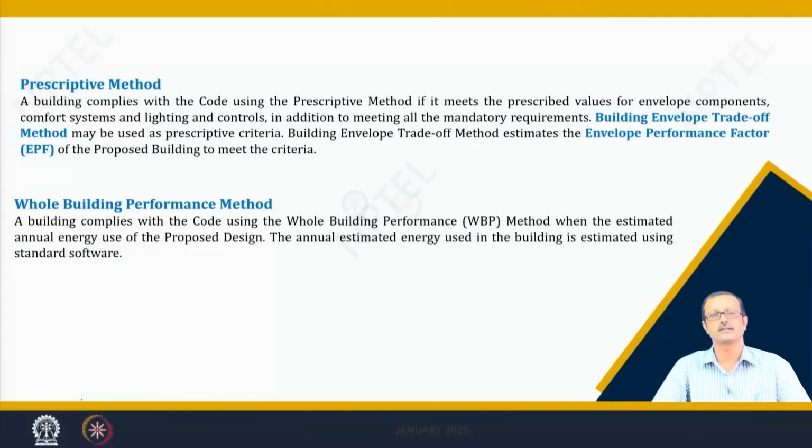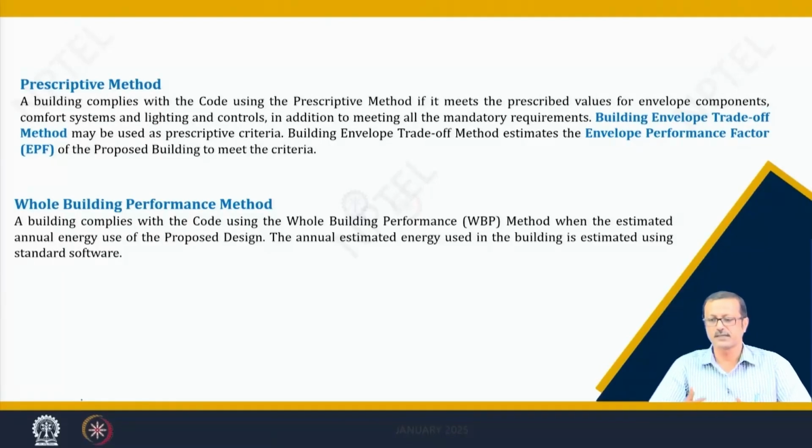This particular method includes the building envelope trade-off method. So, it is the envelope trade-off method. In that envelope, you know, there are a lot of surfaces, there are roof surfaces, there are wall surfaces, there are glazings and the windows and all. So, we can trade off, we can increase some portion, we can decrease some portion, and we can change the values of the materials and all. So, that is a kind of trade off.